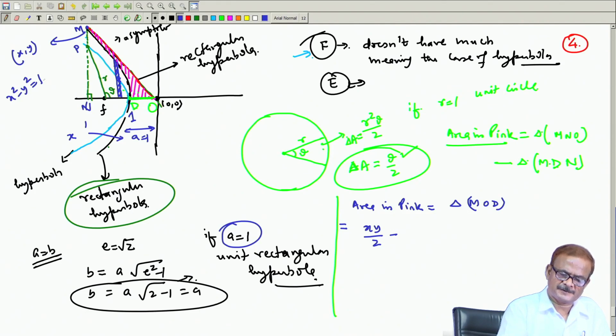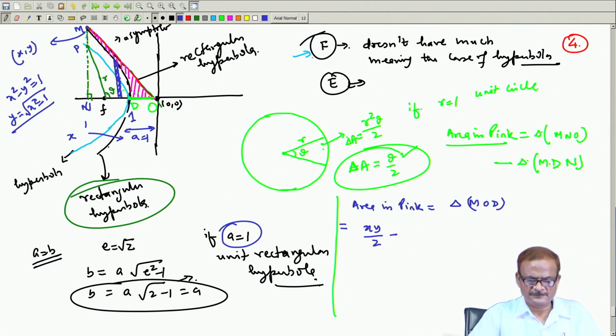and we know that for this rectangular hyperbola, A becomes equal to 1. So, in that case it will be written like this, and therefore, y becomes square root of x square minus 1. So, the upper curve can be written like this. Similarly, for the lower curve also, but that will come with a minus sign. So, this becomes y dx to be integrated from 1 to x.